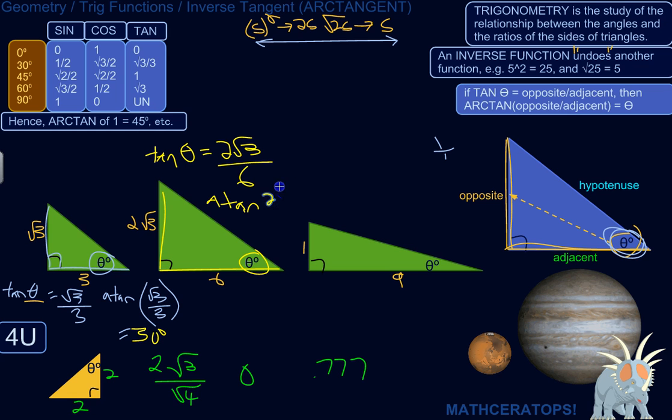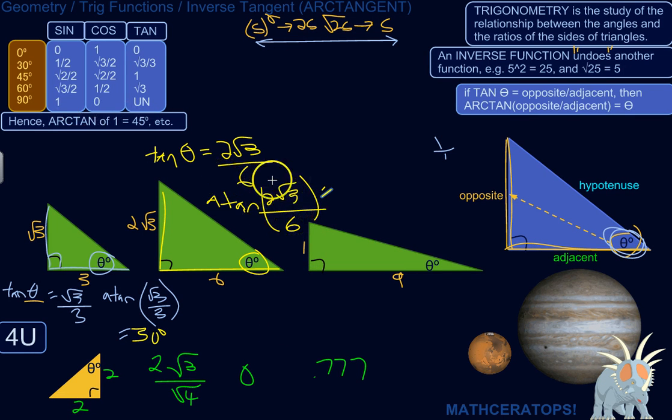So what's the arctangent of 2 square root 3 over 6? Well, is this on our chart? 2 square root 3 over 6. We don't have that, so we could just grab the calculator and do it.